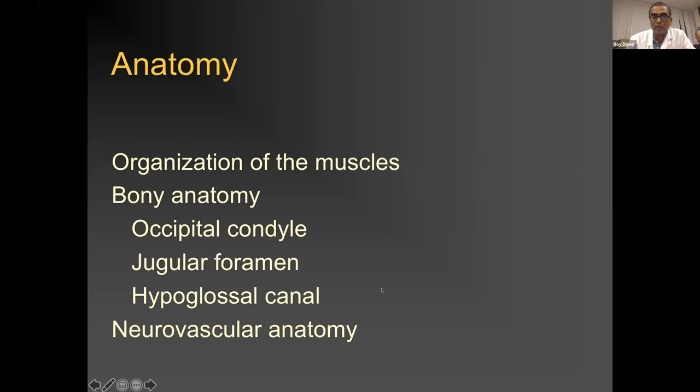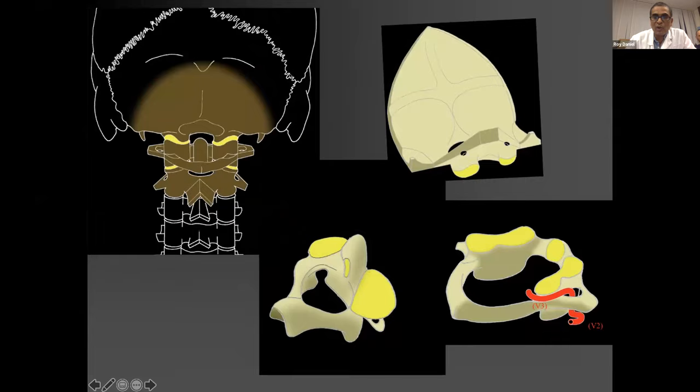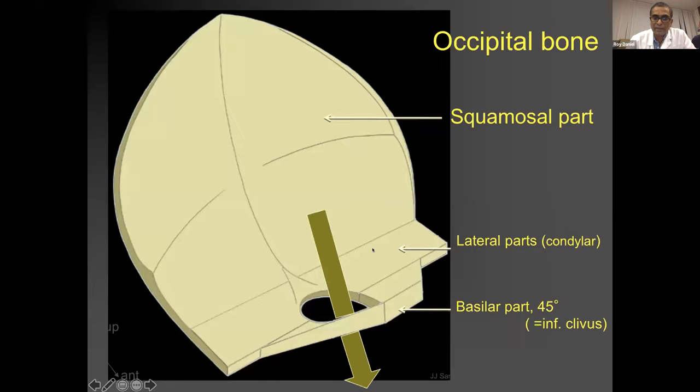So the head and the upper cervical spine have to deal with a particular problem. It has to deal with large head movements, and therefore the articular surfaces are modified, and they also have at the same time to protect neurovascular structures. So these are the bones that we are looking at: the occipital bone, the C1 and the C2. If you look at the occipital bone, it's got a squamosal part, and then it's got the lateral parts and the basilar part, which is inclined at about 45 degrees and represents what is the inferior clivus.